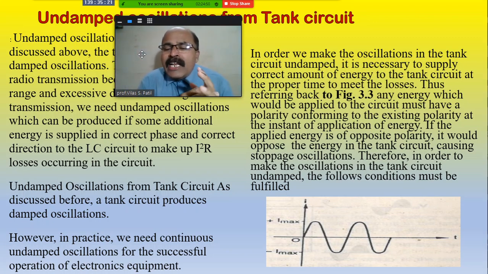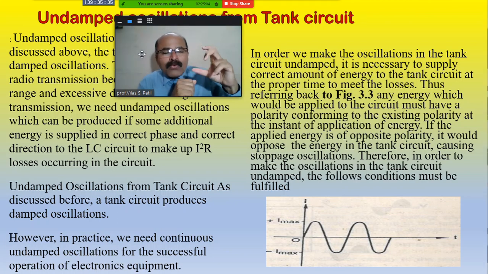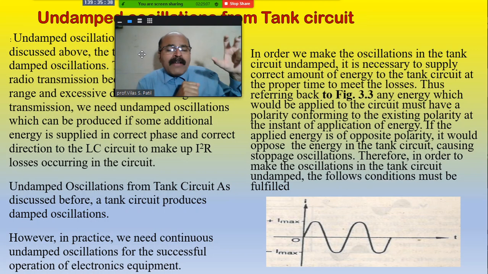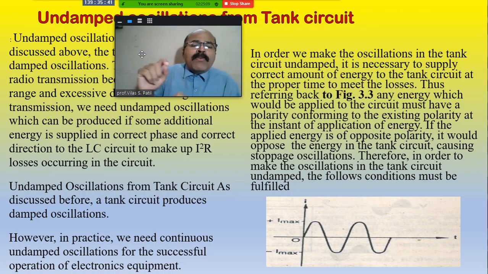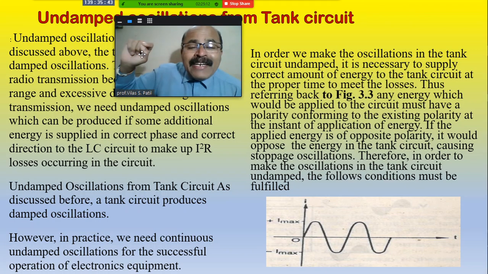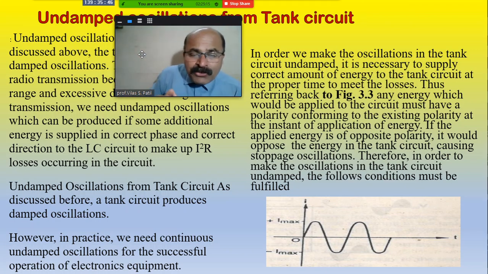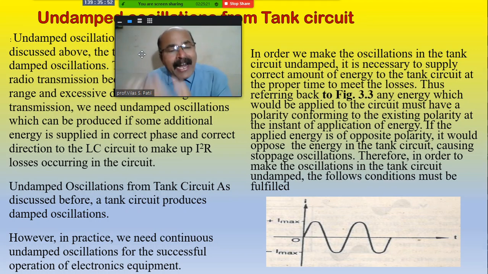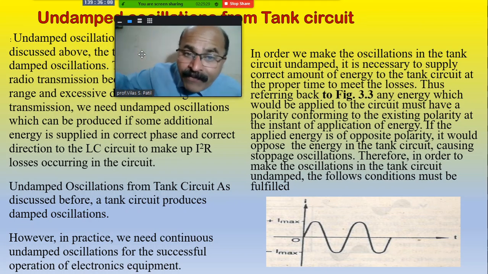In order to make the oscillation in the tank circuit undamped, it is necessary to supply the correct amount of energy to the tank circuit at a proper time to meet the losses. This means we have to overcome the losses formed by the tank circuit, that is the parallel arrangement of the inductance and capacitor. To overcome those losses, we have to add some power to the damped oscillating motion in each cycle with the same phase.